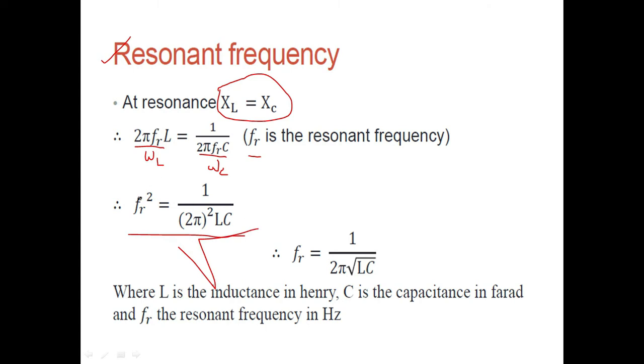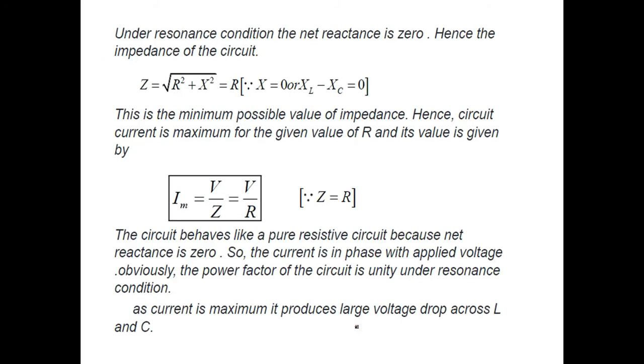Once we take the square root on both sides, fr square becomes fr, 2 pi square becomes 2 pi, and the L and C components come under the root. That's why the resonant frequency fr is equal to 1 upon 2 pi square root of LC. Here L is the inductance in Henry, C is the capacitance in Farad, and the resonant frequency fr is in Hertz.